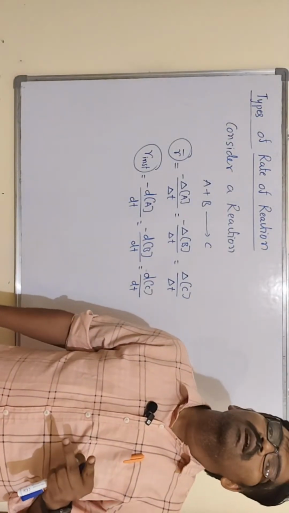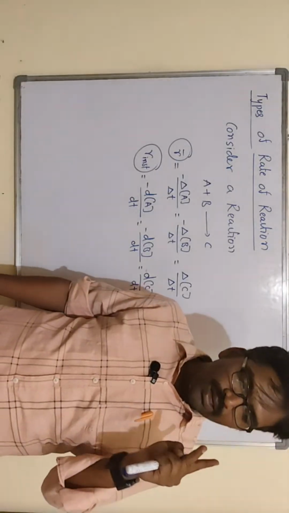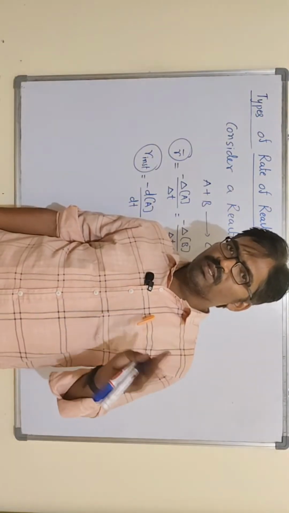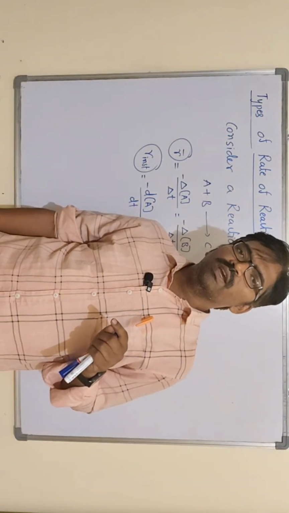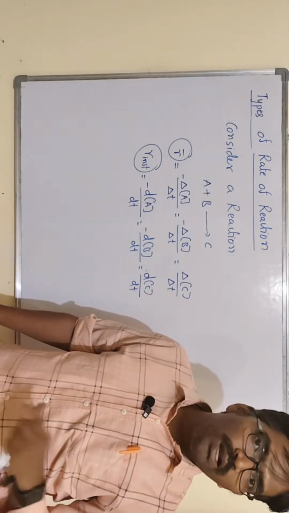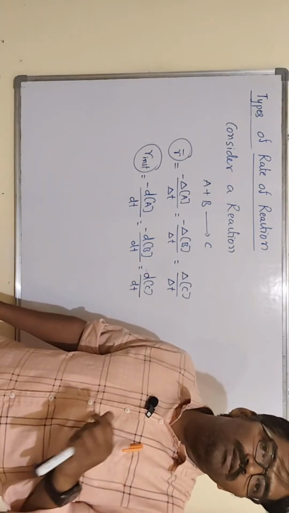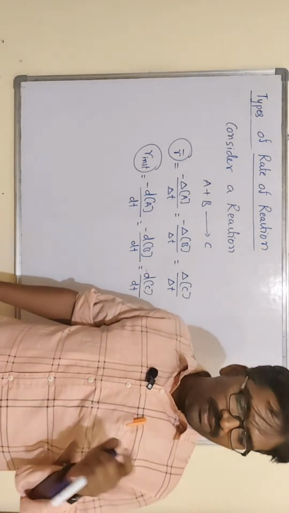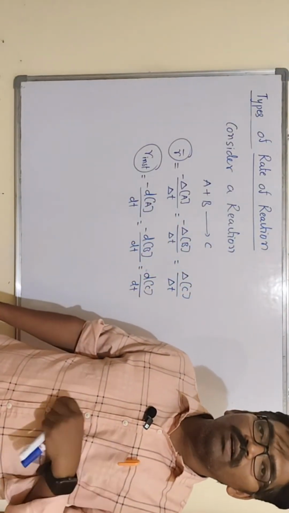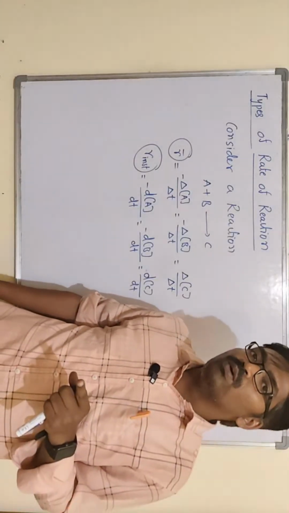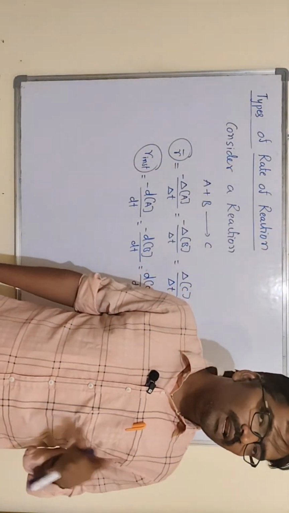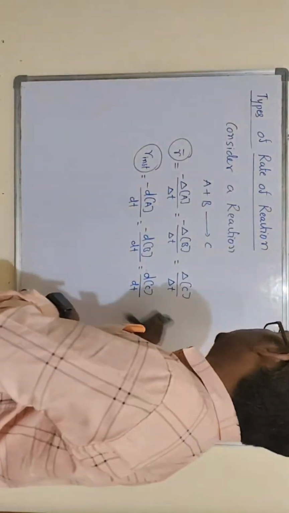The second point: rate of reaction depends upon the stoichiometric coefficients, but for individual reactants and products, it does not depend. That is the second point. Then the last point: rate of disappearance of reactants or rate of appearance of products do not depend upon the stoichiometric coefficients. Clear? Understand? Yes, note that point.